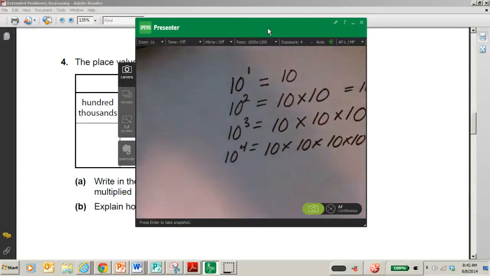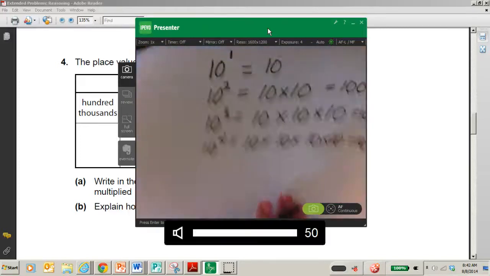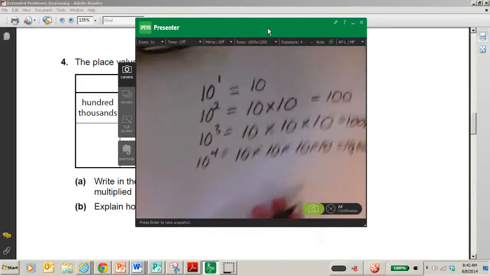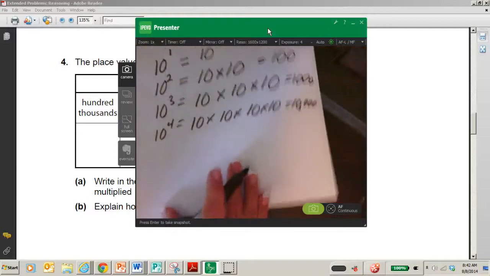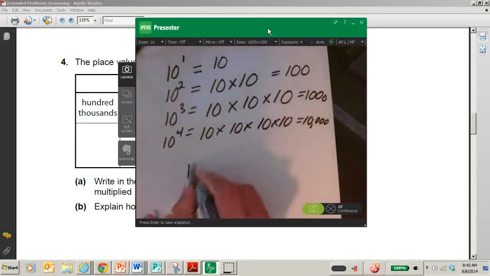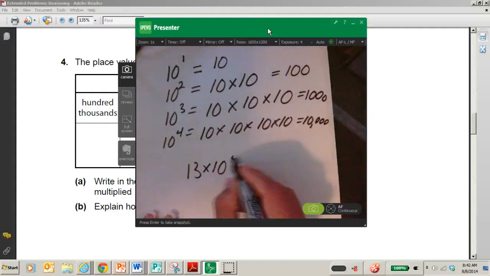10,000. So when we multiplied 13 times 10 to the fourth, we have 13 times 10 to the fourth. We make that number 10,000 times bigger.